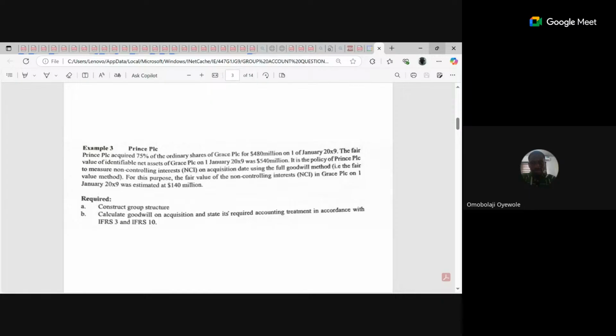75% of the ordinary shares of Grace PLC for $480 million on 1st of January 20X9. So don't forget the principle. The first thing is what? Identify the acquirer. So Prince PLC is the acquirer. Identify Grace PLC, the acquiree. Then identify the date of acquisition, 1st of January 20X9.